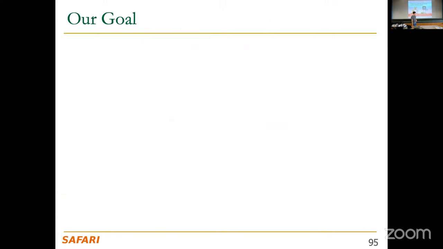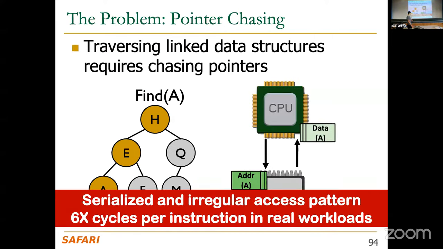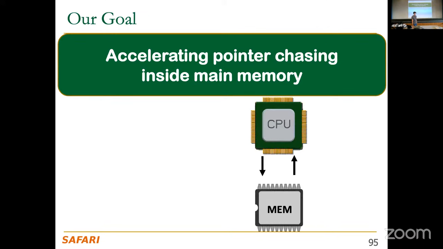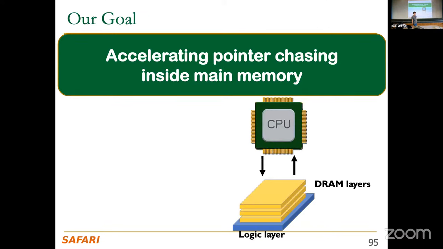It's pretty costly to do the computation this way, because it might need multiple cycles for each instruction that we want to execute. So we want to go to this node, and that requires us to go several times back and forth between memory and the processor. And that's obviously not good. So the goal and the idea in this work is to accelerate pointer chasing applications inside the main memory. To do so, they design an accelerator called IMPICA in the logic layer of 3D-stacked memory.